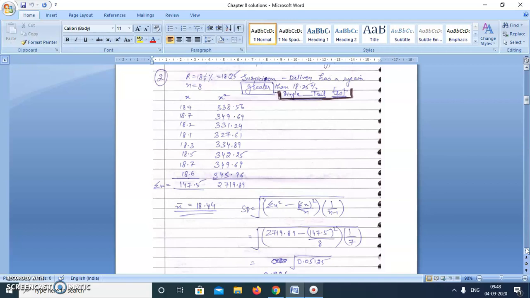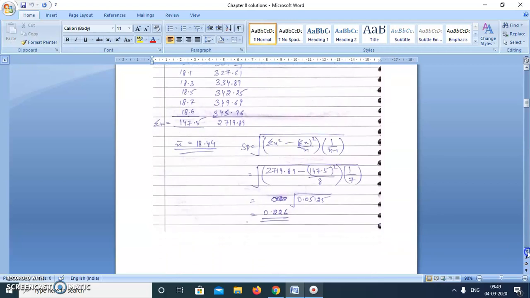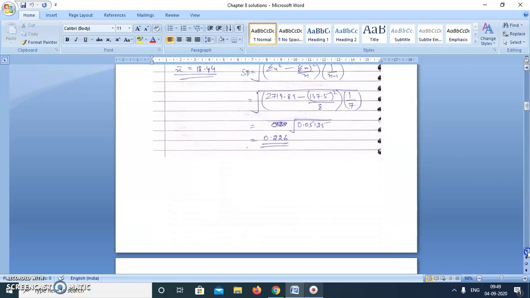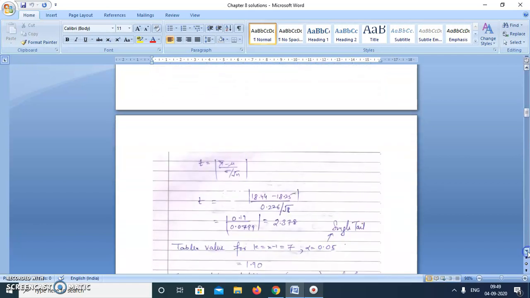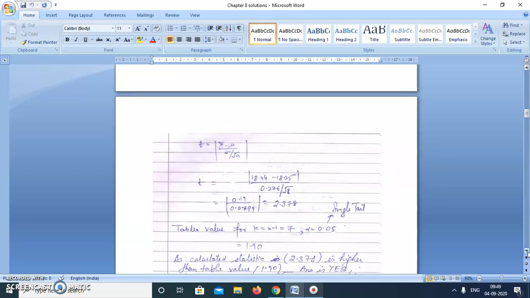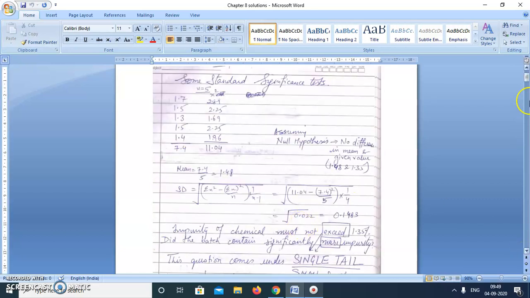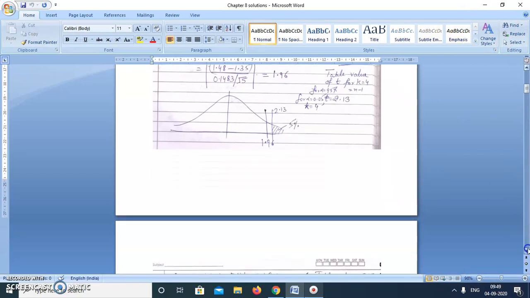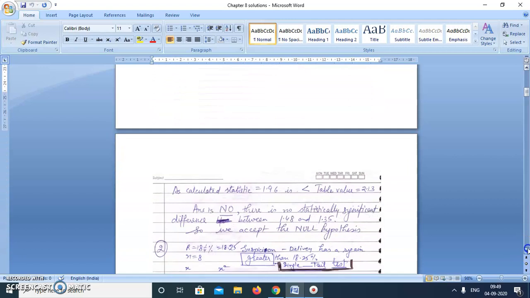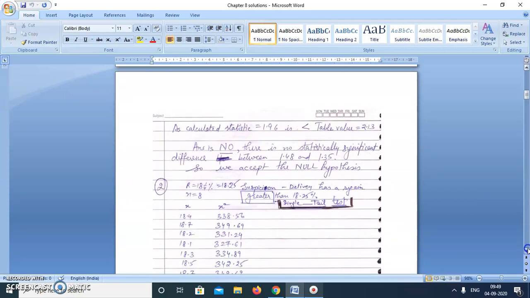Similar question, we'll just calculate mean and standard deviation. I have shown the calculations here. You can match your answers. Then we'll calculate the t statistic, x bar minus mu upon sigma by root n, and then we'll compare it with the table. So what are the answers? We'll see here.